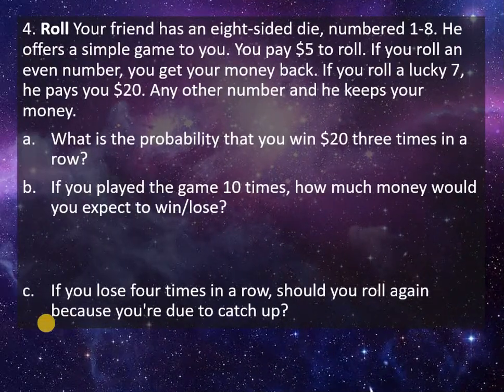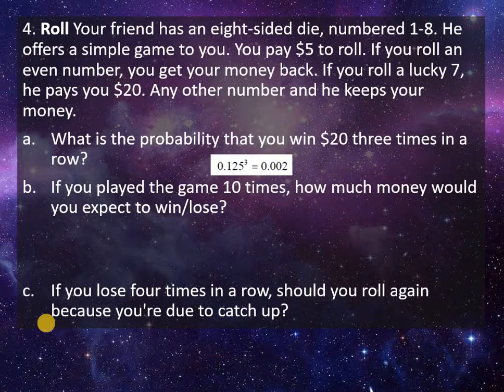And our last one here. What is the probability that you win $20 three times in a row? Yeah, not too hot, huh? So 0.125 cubed, because you're basically saying, I win $20, I win $20, I win $20. Sounds like a broken record.